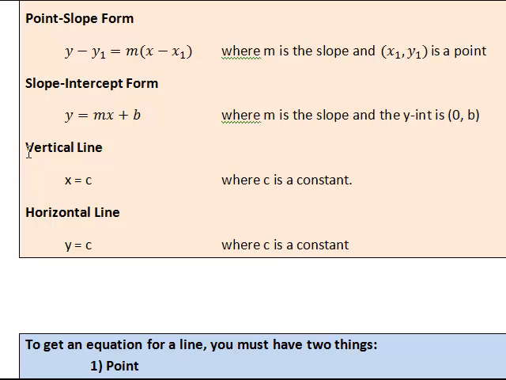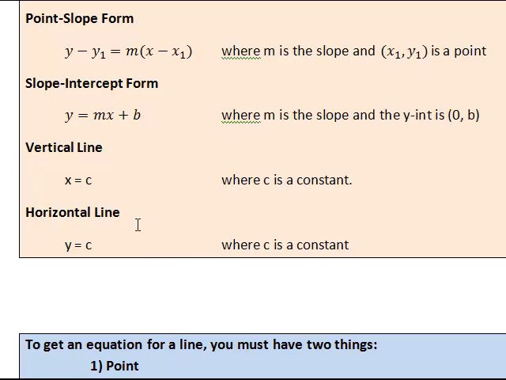Now, the last two are very simple, but they seem to catch students off guard sometimes. A vertical line, by definition, is defined to be x equals c, where c is some constant. So, for example, if I have the equation x equals 5, that is a vertical line through the x value 5. And a horizontal line is y equals a constant. Another example of that would be y equals -1, where it's a horizontal line through the y value of -1.